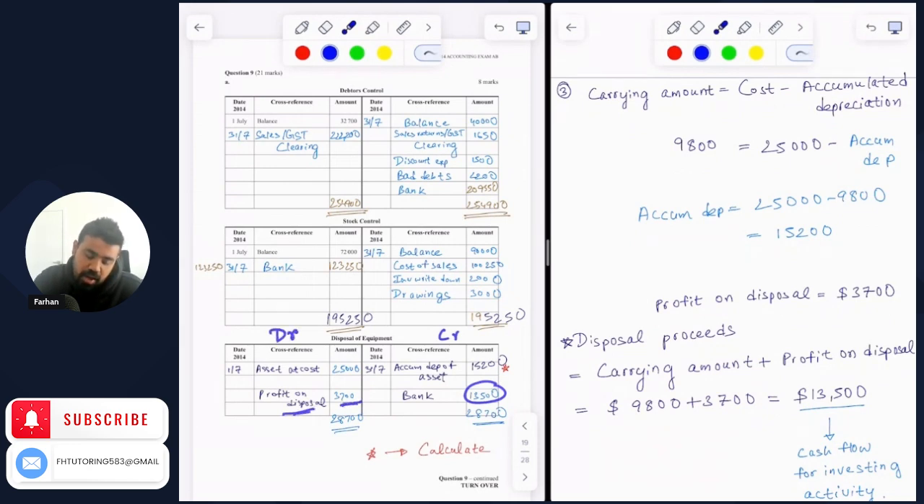Now, this is mainly the format of the disposal of equipment account, which you can memorize, where you show the asset at cost on the debit side and the total depreciation on the credit side and the payment you're receiving on the credit side. If you make a profit, you show that on the debit side. And if you make a loss, you show that on the credit side. Okay? But there's also some other logic on how this all makes sense.